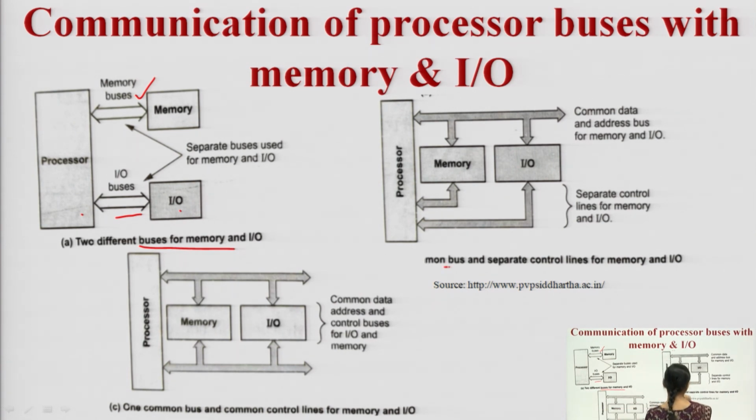In the second method there is a common bus but separate control lines: there is a common data and address bus used for memory and IO, but the control lines from the CPU are different. Here we can see everything is common: the data and address buses are common for memory and IO, and the control bus is also common.